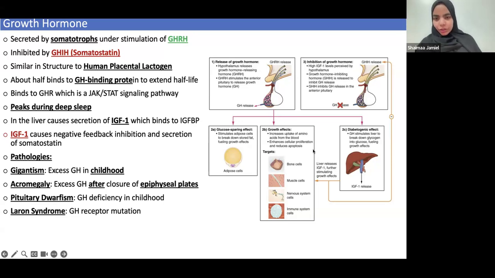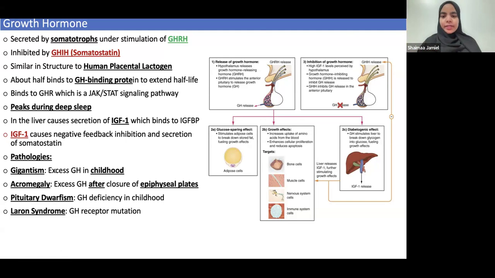So the main actions of growth hormone, as you can see here, it goes to the adipose tissue and it increases lipolysis. Basically the goal of growth hormone is to increase the growth of the body, the growth of the bones and the muscles and so on. And its other goal is to not use glucose. So how does it do that?